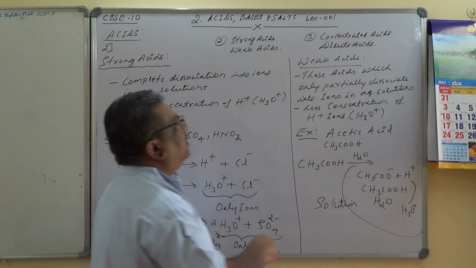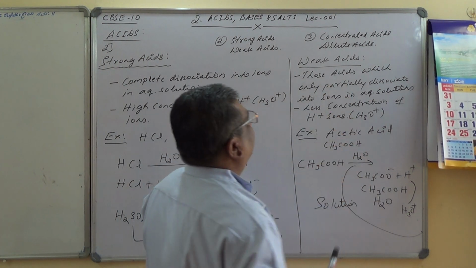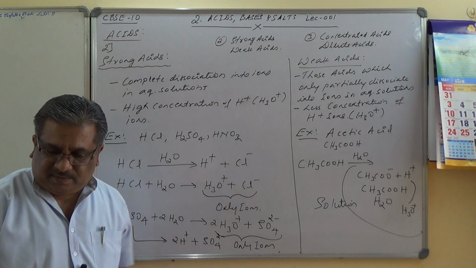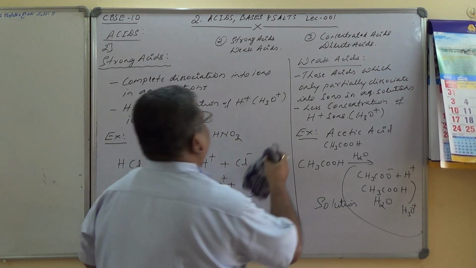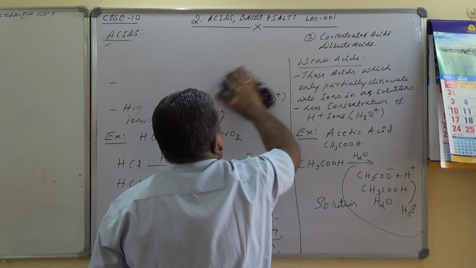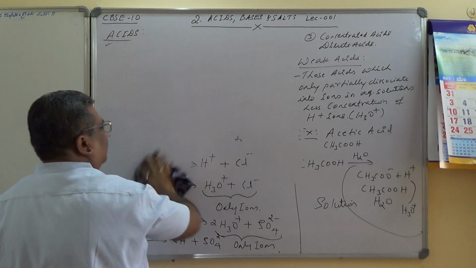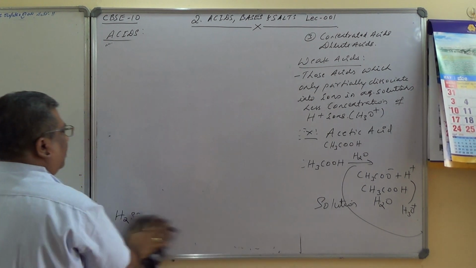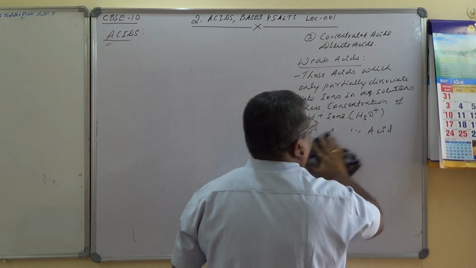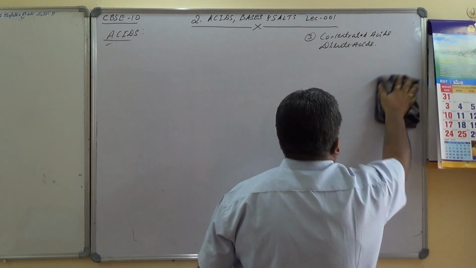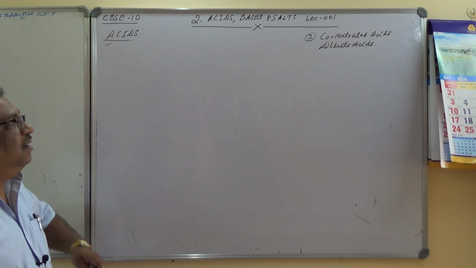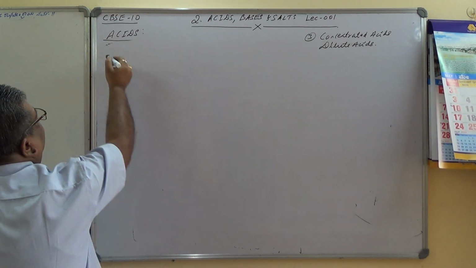Now next, let us look at concentrated acids and dilute acids. I hope you have understood; things are very clear. Okay. Next category I will take now. Third category: concentrated acids and dilute acids.